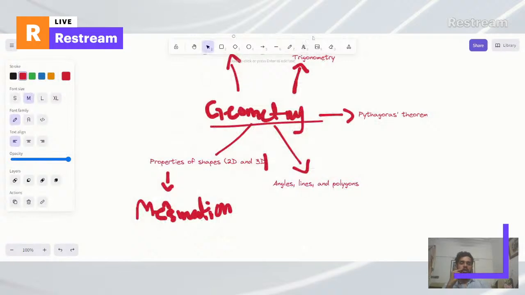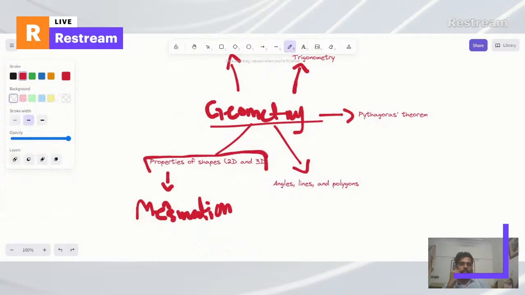So I'm going to start off from here, or maybe let's just start off from Pythagoras theorem, because in properties of 2D and 3D shapes, Pythagoras theorem is going to play a big role. Let's start from Pythagoras theorem. I think we have about 10 minutes, and we have enough time to get it started.